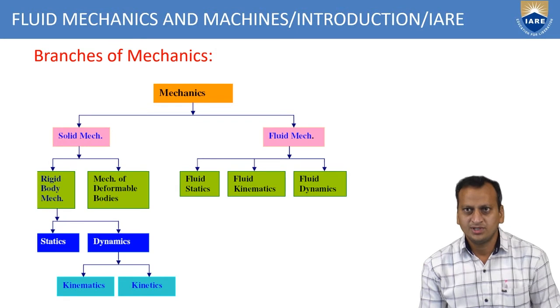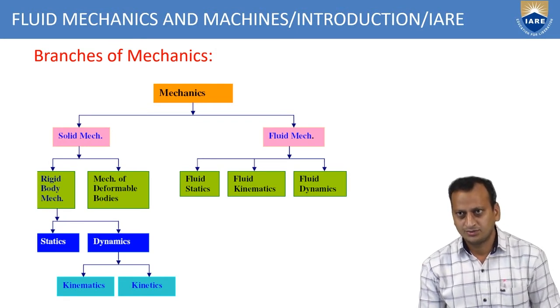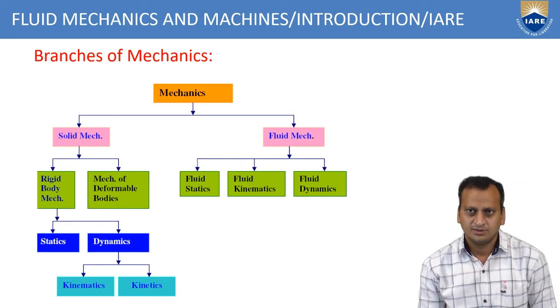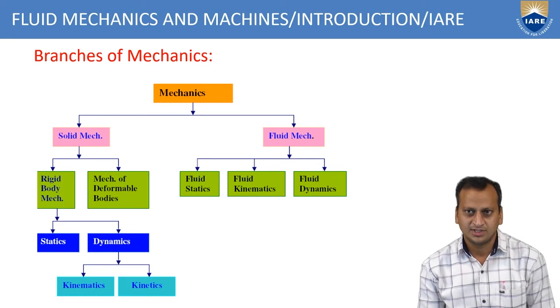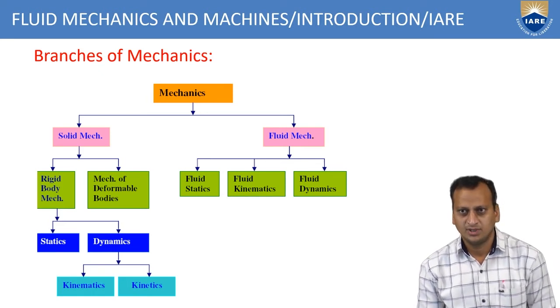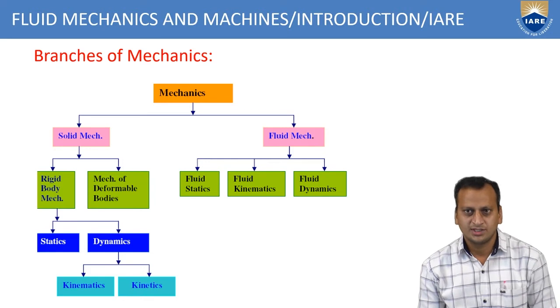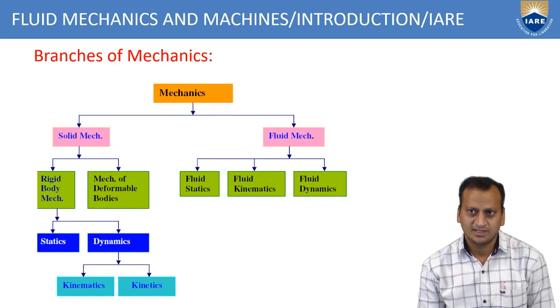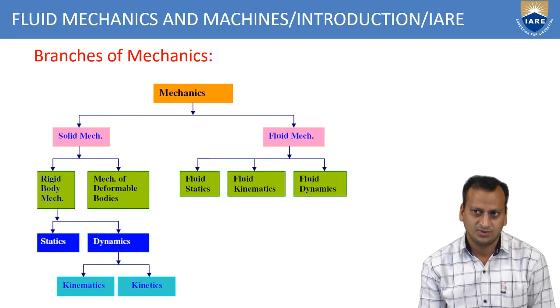If you see the division of mechanics, we can understand how fluid mechanics is divided. First of all, mechanics is divided into two parts: solid mechanics and fluid mechanics. Further, solid mechanics is divided into rigid body mechanics and mechanics of deformable bodies. Rigid body mechanics is again further divided into statics and dynamics, where dynamics is further divided into kinematics and kinetics. Fluid mechanics is divided into fluid statics, fluid kinematics and fluid dynamics.